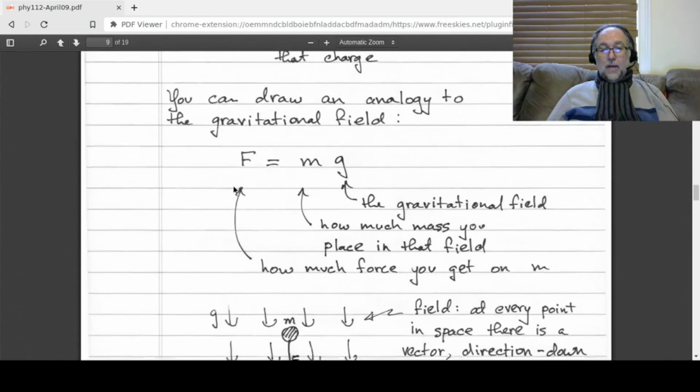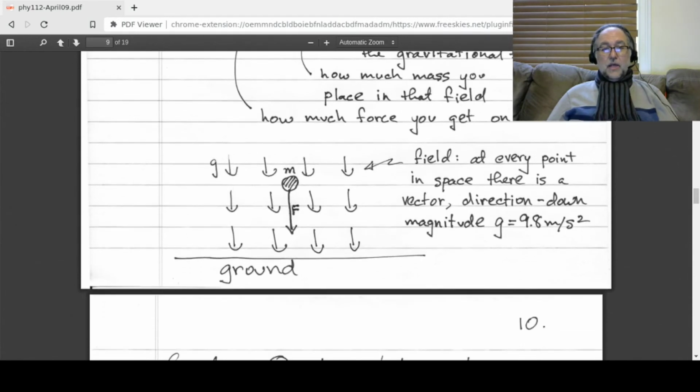So the way you can think about this is, here's the gravitational example. Everywhere in space, there's this gravitational field. You can't see it, and you go, well, how do I know it's there? The only way you're going to know it's there is if you put a mass M at a particular point in space. Every point in space has a little vector attached to it, g. This vector has a magnitude of 9.8 meters per second squared, and it always points down. Every point in space has this vector g pointing down.